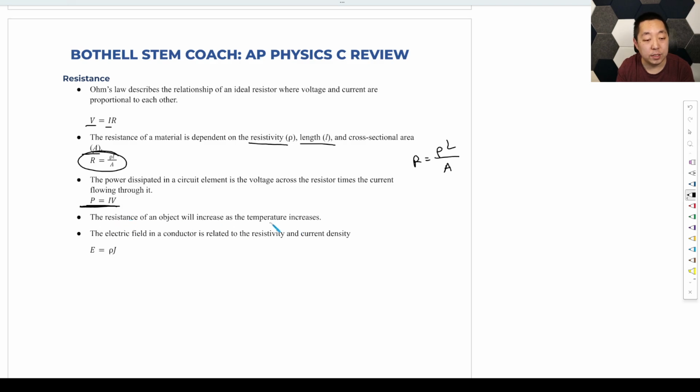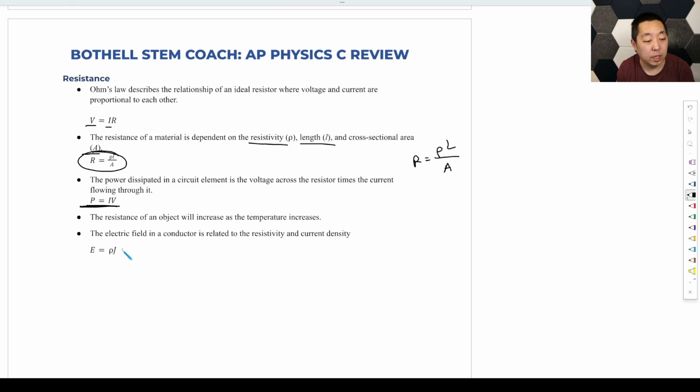Now, one thing, and this is just a factoid you have to know, is that there is a temperature dependency on resistance. As the temperature increases, the resistance does increase a bit. That's just something to know. You don't have to know mathematically how that works or any equations related to that, but that's just a factoid.